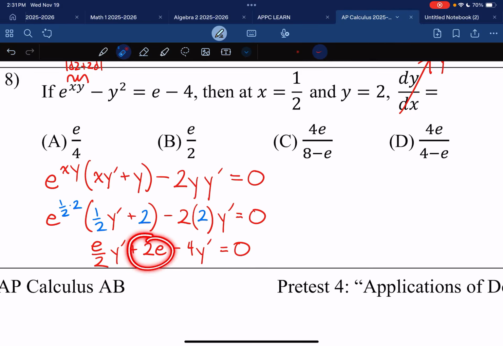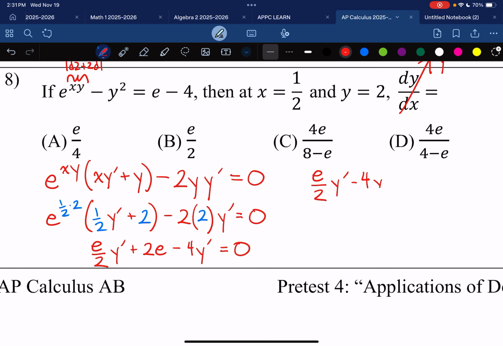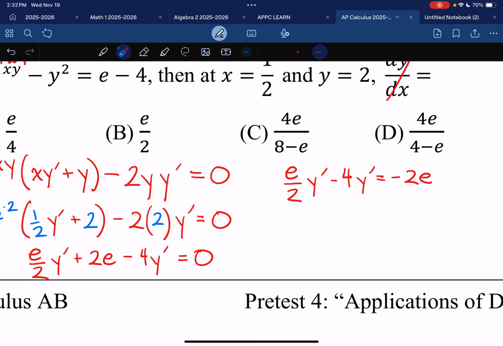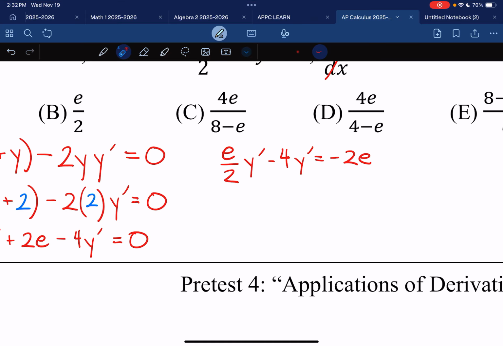You'll notice this 2e does not have a y prime, which means I'm going to move it to the other side. When I do that, I'm left with e over 2 y prime minus 4y prime is equal to a negative 2e. Now all of my y prime terms are on the left-hand side, and my non-y prime terms are on the right-hand side. Now I'm going to factor out my y prime terms.